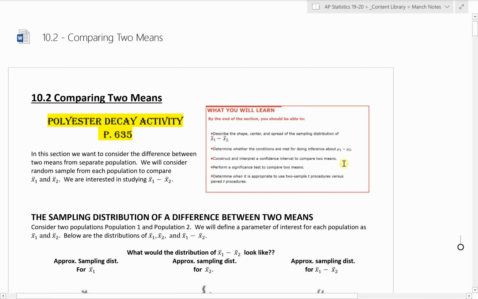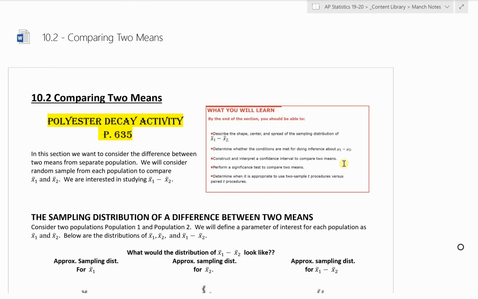All right, in this section, we're going to continue talking about how we can compare two populations using statistical inference methods. And in the last section, we talked about how we can compare two proportions, the proportions from two different populations, using a confidence interval or using a significance test. In this section, we're going to do the same thing, talk about confidence intervals and significance tests, but now we'll be talking specifically about comparing two means.